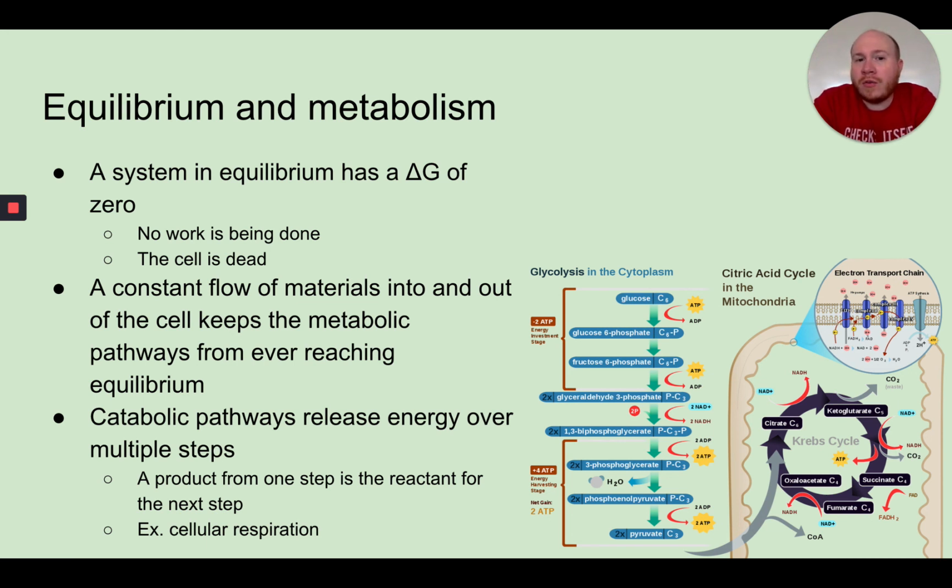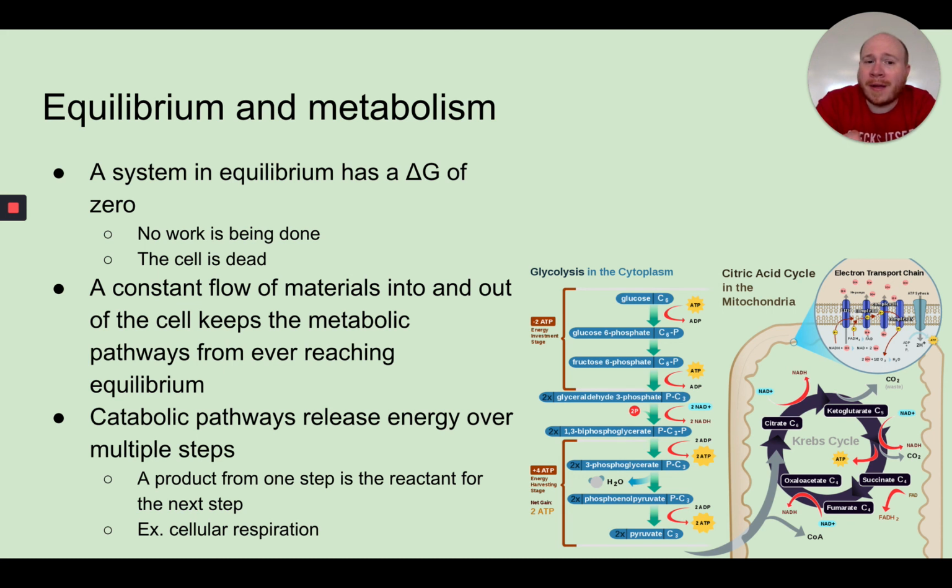A constant flow of materials into and out of the cell keeps the metabolic pathways from ever reaching equilibrium. So no matter what, even if you would think that it would just go back to 0 at delta G and nothing would happen, the cell is constantly pumping more reactants into the cell and constantly removing the products and waste out of the cell, so that the cell is always out of equilibrium and is always pushing towards that equilibrium by doing work.